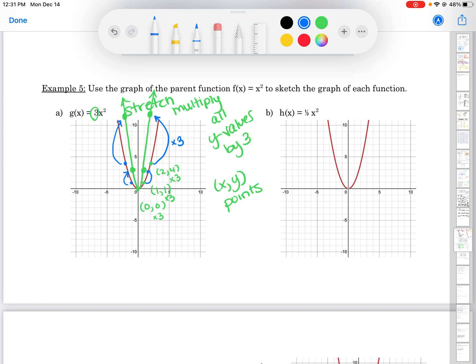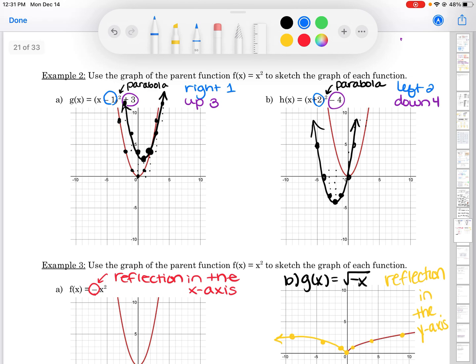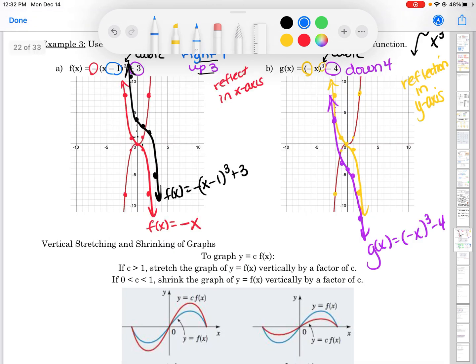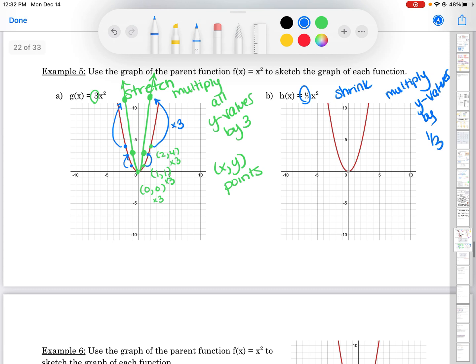Okay. Same kind of concept here, but instead it's going to be a vertical shrink. And instead of it getting taller, it's going to get shorter. We're still going to multiply because we have that fraction, which is similar to dividing. So we'll multiply our y values by a third. Again, when we say multiply, what we mean is we're multiplying the y from the x comma y coordinates. So 0 is not going to change at all. It's still going to stay 0, 0.